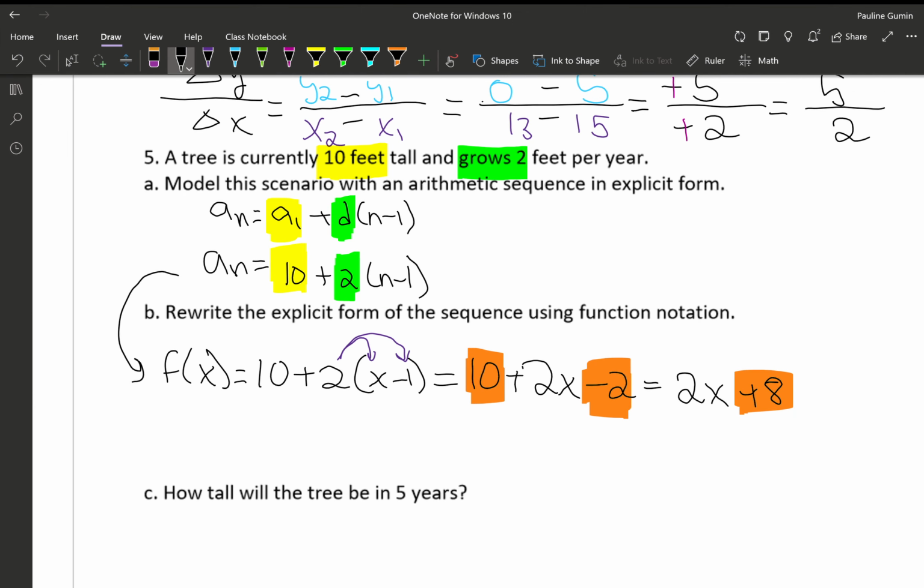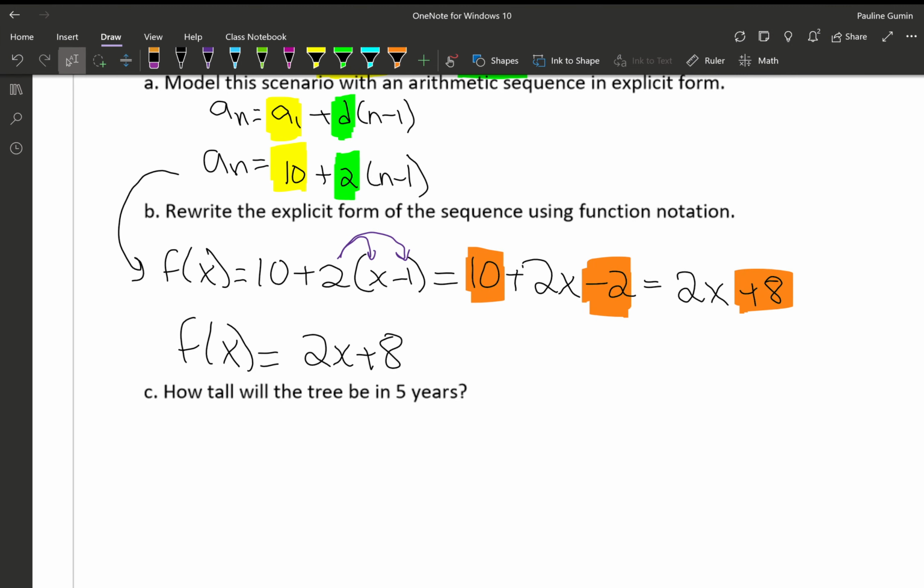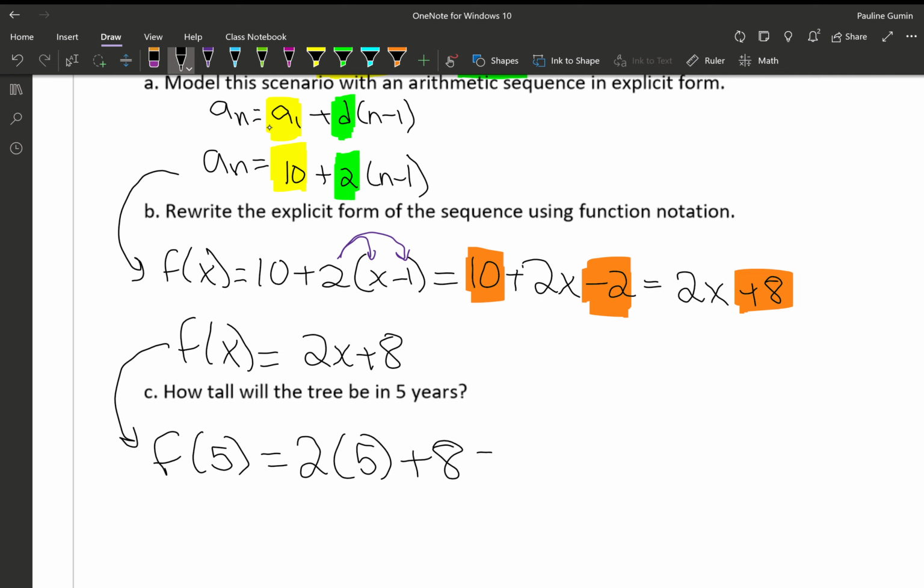So, in the end, whoops, that didn't convert from highlighter yet. Okay, there we go. We have f of x equals 2x plus 8. How tall will the tree be in 5 years? Now, when it says 5 years, it wants us to plug 5 in for x. So instead of x, we have 5. So instead of f of x, we have f of 5, which means instead of 2x, we have 2 times 5 plus 8. 2 times 5 is 10 plus 8. 18 feet is our answer.